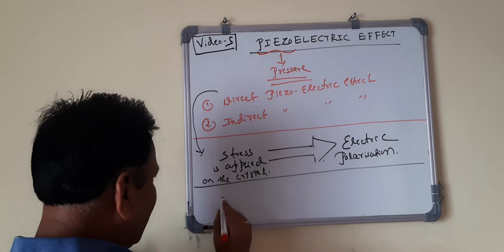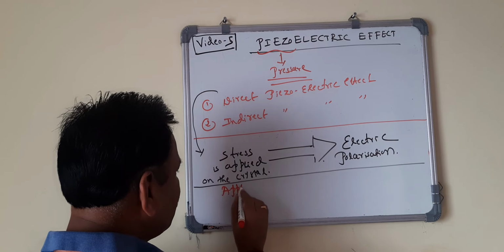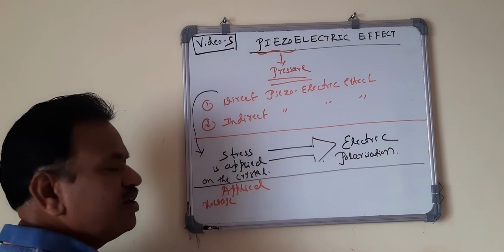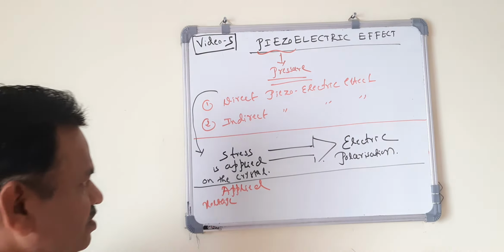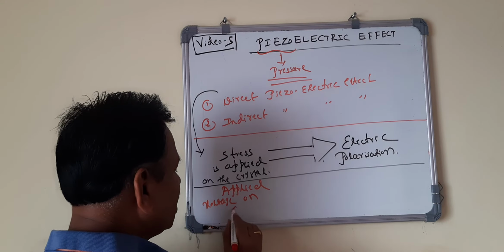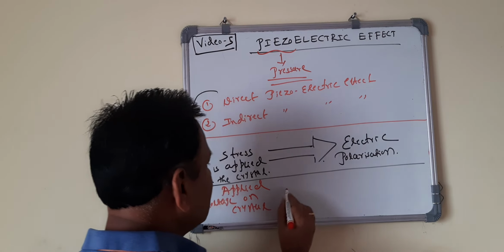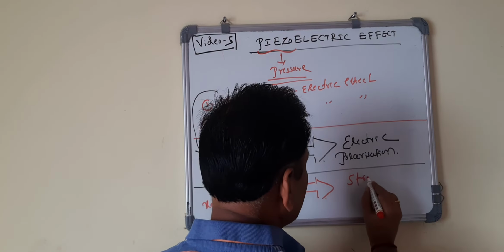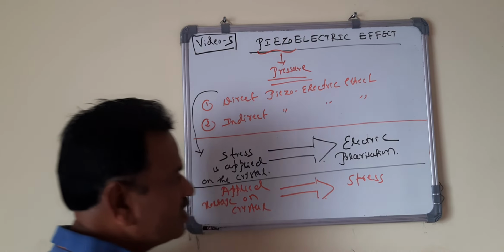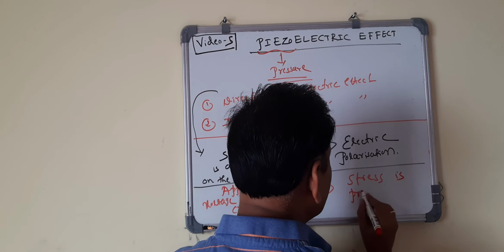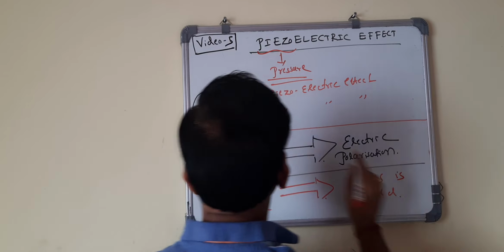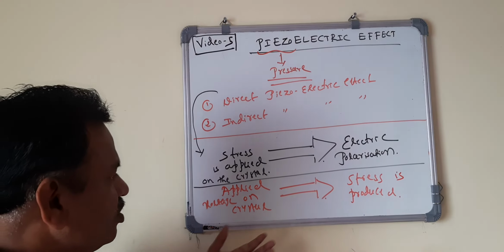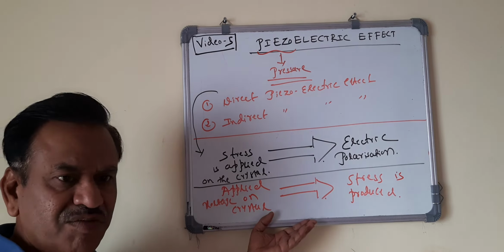Here, an applied voltage, that is AC voltage, on a crystal leads to what? Stress. Stress is produced. Exactly the reverse of it. This is called the indirect piezoelectric effect. So, we have to ask the question, is there any example for this?